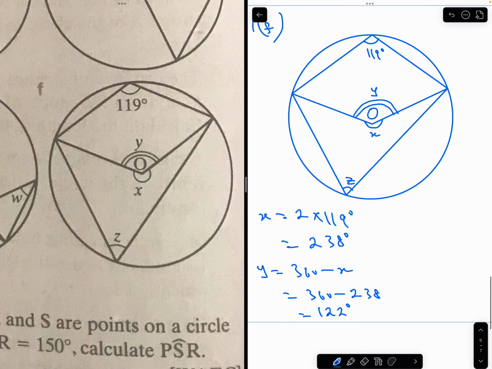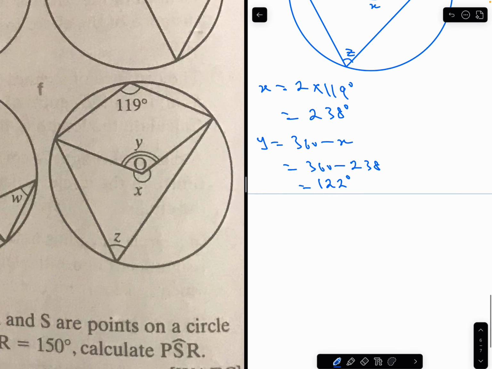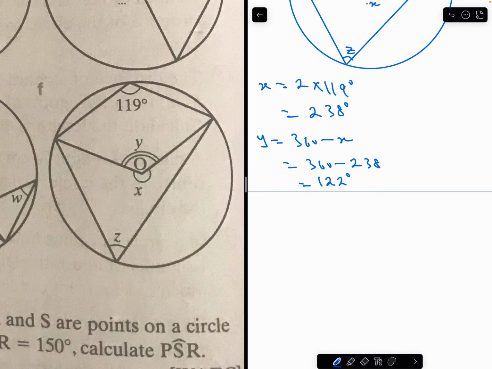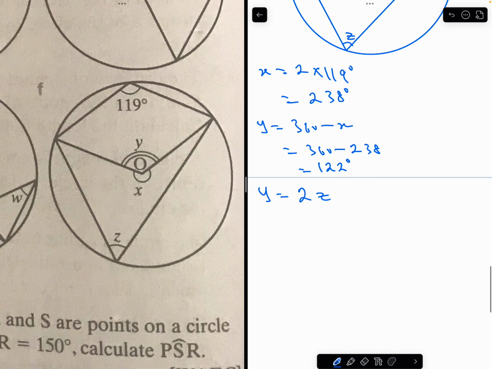Now, z is half of y. This angle is half of this angle. Or better still, this angle is twice this angle. And the reason is angle at center is twice angle at circumference. So y equals 2z. Y is equal to 2 times z. Angle at center is twice angle at circumference.